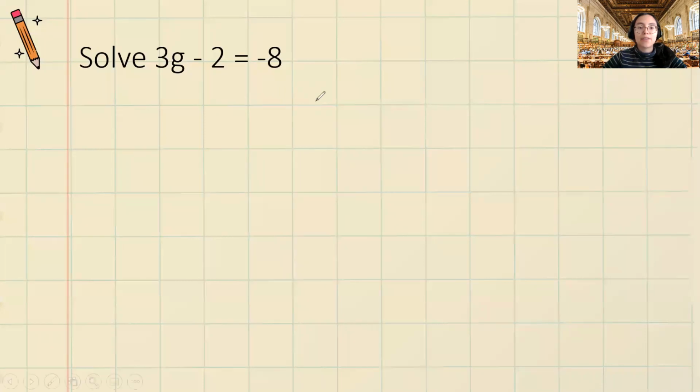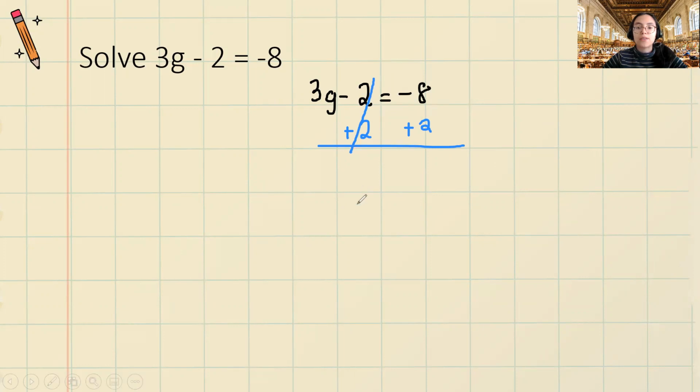Here we have 3g minus 2 is equal to -8, and we want to solve for g. We want g all by itself. So here I have -2. So instead of subtracting, I'm going to add 2 to both sides. These 2's will cancel, okay? And then I can bring down 3g, my equal sign. -8 plus 2 is going to give me -6.